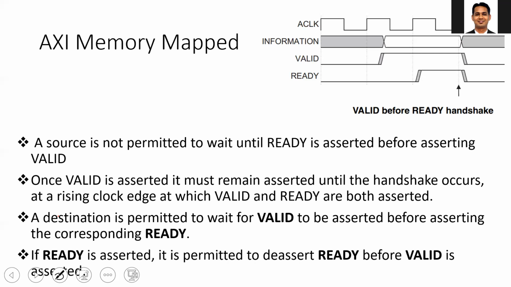When the destination asserts the ready signal, if we find that the valid signal is not high, then the destination can put the ready signal down. But when the destination asserts the ready signal and the valid signal is already high, the destination has to accept that data. The destination cannot ignore the data.